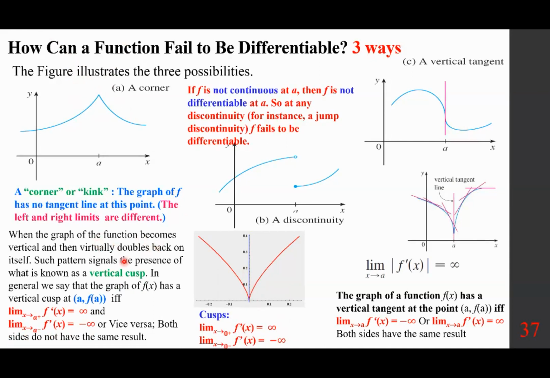When the graph of the function becomes vertical and then virtually doubles back on itself, such a pattern signals the presence of what is known as a vertical cusp. In general, we say that the graph of f of x has a vertical cusp at a, if the limit of f prime of x as x approaches a from the right is infinity and the limit as x approaches a from the left is negative infinity, or vice versa. The two sides do not have the same result. So that's the difference between a vertical tangent line and a cusp, but they're similar.